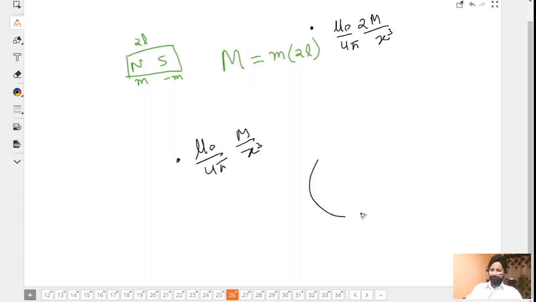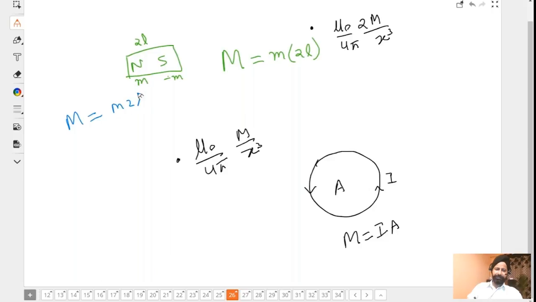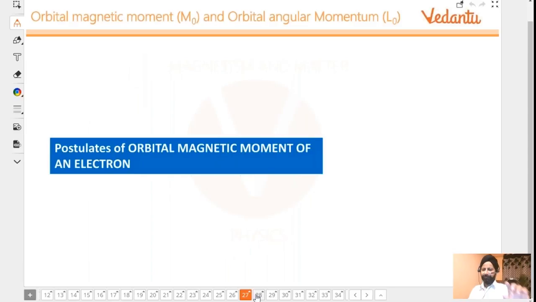Next, we took a loop and said there's a current I going through it, and the area of this is A. Then the magnetic dipole moment equivalent of this is I times A. So for a bar magnet, the magnetic dipole moment is M times 2L, but for the loop, the magnetic dipole moment is current times the area. They're analogous. Anybody who did not understand, you have to tell me, I cannot read your mind.